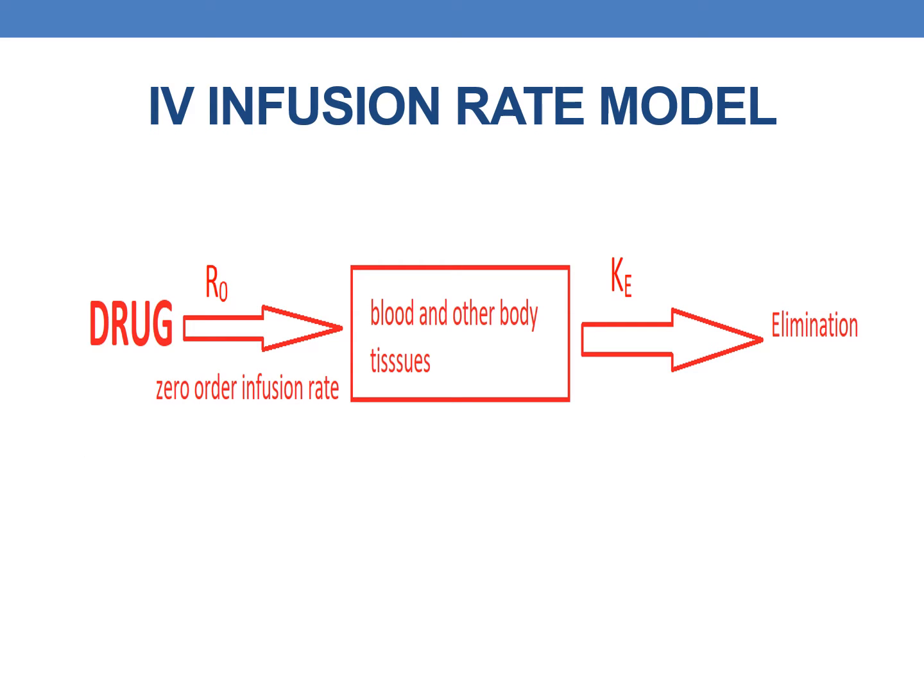Now coming to the schematic representation of the IV infusion model. So this is the drug, R0 is the infusion rate, and the infusion follows a zero order rate. This is the blood and other body tissues, because this is a one compartment model, and this is the elimination rate constant. So this is the overall representation of the one compartment open model IV infusion.